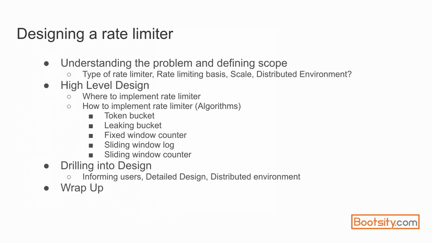Okay, so in this video, we will try to understand the problem and define the scope: what is a rate limiter, what types of rate limiters are available, and on what basis we will do the rate limiting. We can do the rate limiting on the basis of IP, on the basis of user, or on the basis of different transactions, and we will see how to scale this rate limiter in a distributed environment. Then we will see where we want to put the rate limiter in our architecture. And then we will dive into five different rate limiting algorithms: token bucket algorithm, leaking bucket algorithm, fixed window counter, sliding window log, followed by sliding window counter.